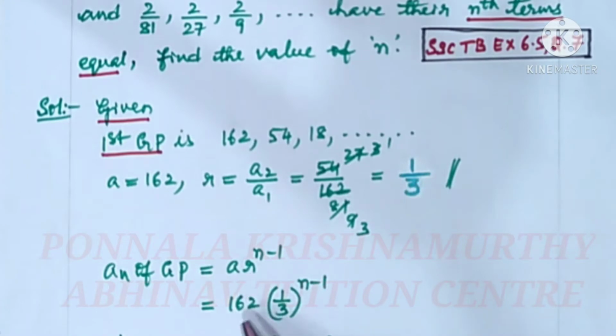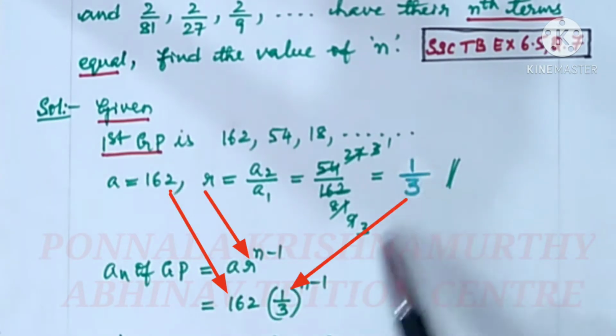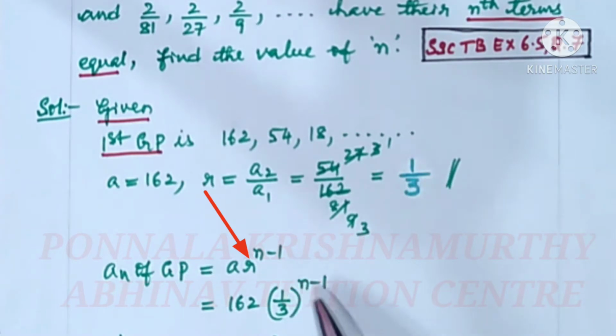An of GP is equal to A R power n minus 1 is the formula. Now in place of A we substitute 162 and in place of R (1/3) whole power n minus 1. So An of GP is equal to 162 into (1/3) whole power n minus 1.